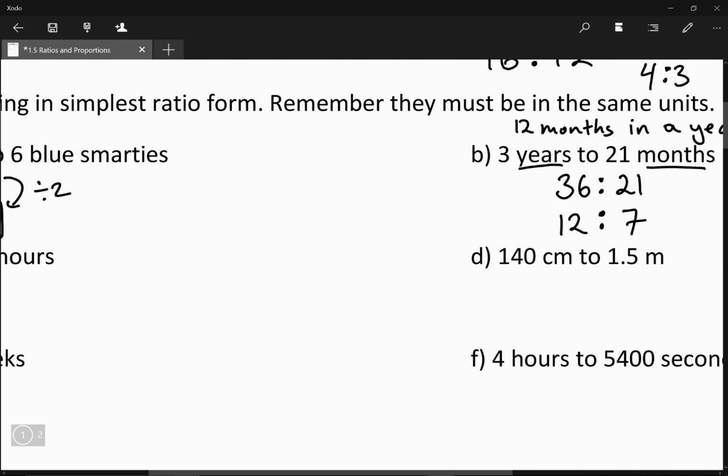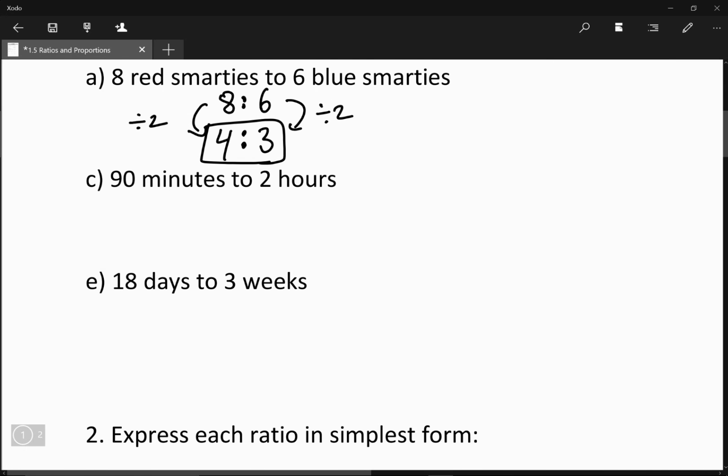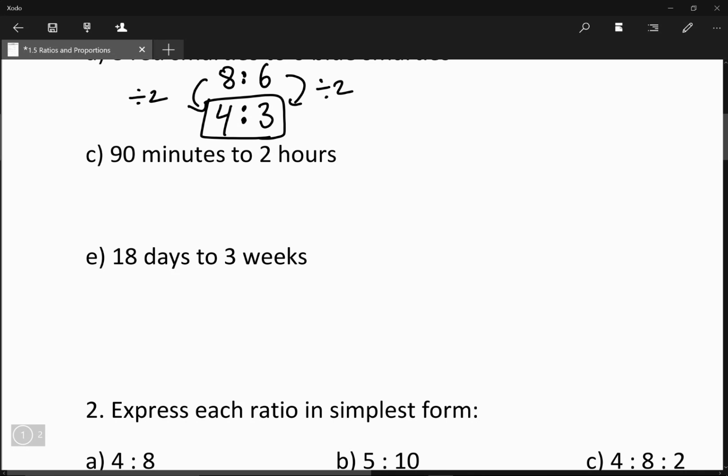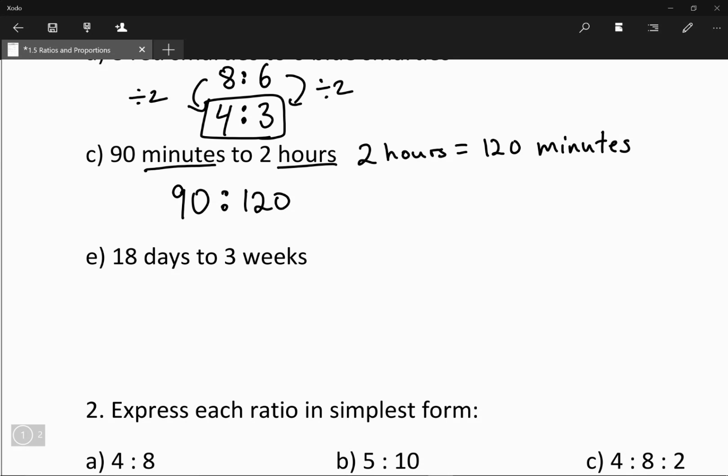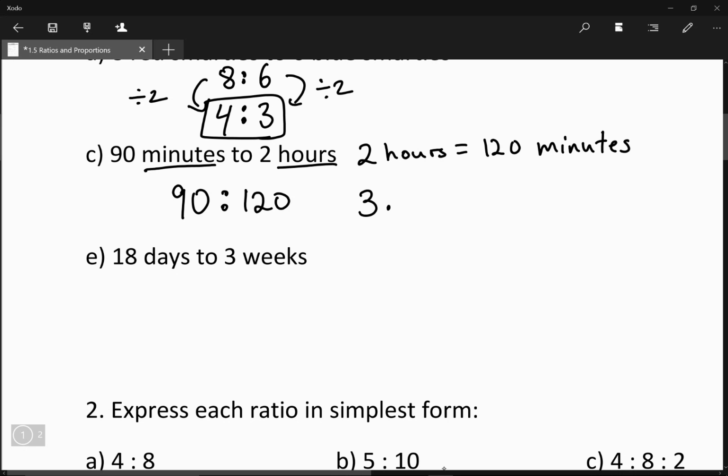Let's look at C. So 90 minutes to 2 hours. Well, I can express that in terms of minutes, so convert the hours to minutes. 2 hours would equal, if there's 60 minutes in an hour, 120 minutes. So I would express the ratio as 90 to 120. And in reduced form, this would be the same as 3 to 4.